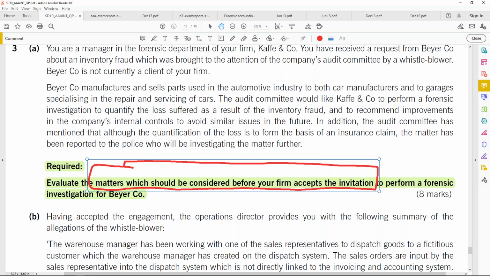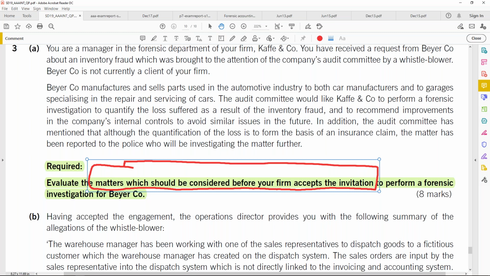So generally, the area I bracketed in red is important. Matters which should be considered before your firm accepts the invitation. And the invitation can be about audit, forensic, due diligence, any service, right? But you should know the matters which you should consider before your firm accepts the invitation. So this is a very regular feature of your past papers. Every matter which you consider before accepting the invitation is worth 2 marks. I'll be showing you the marking scheme, right?